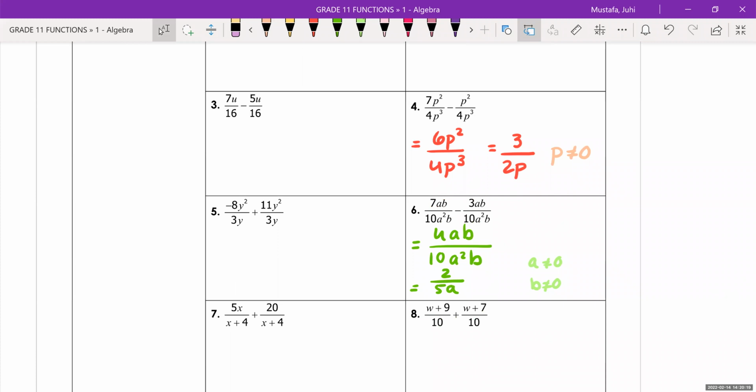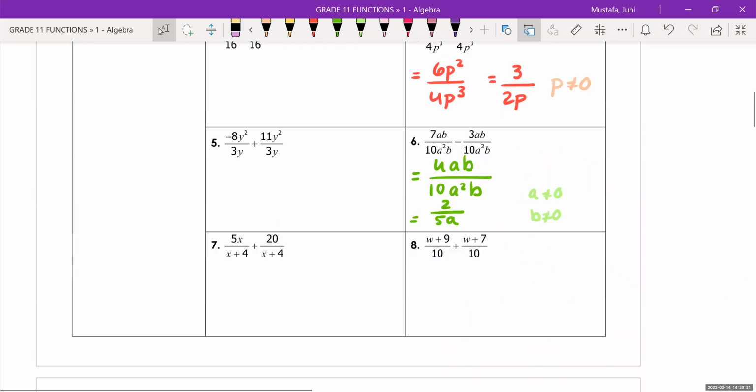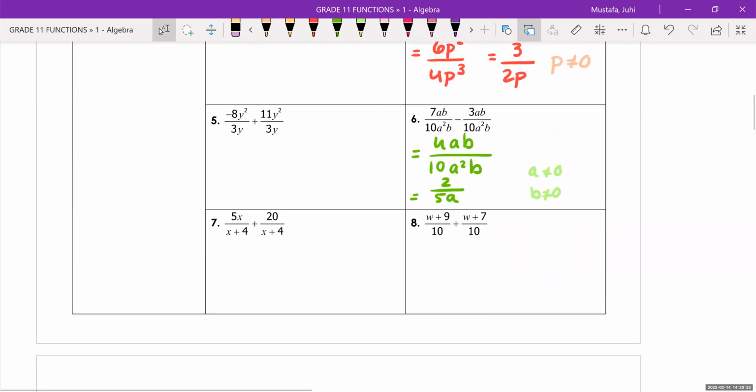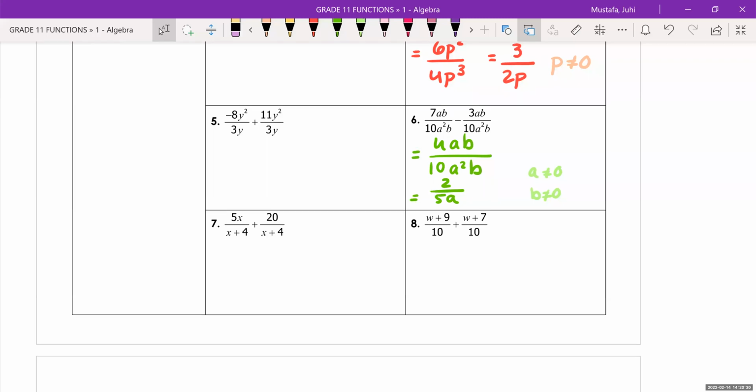Let's try question number 8. And I'm choosing this question because you're gonna ask me a question as you're doing it. I guarantee it.